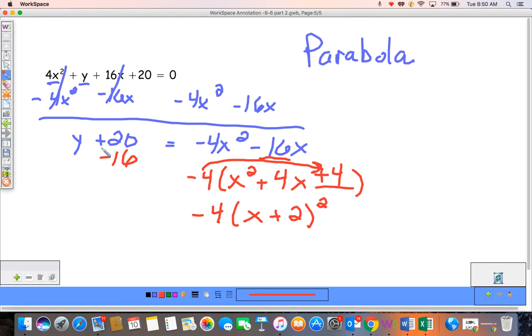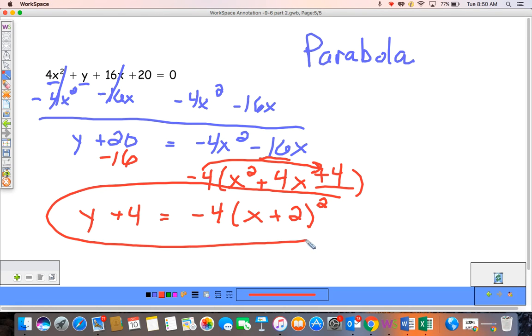And I have to take that minus 16 to the other side. So over here, I get y plus 20 minus 16. That would be y plus 4. And then, guys, I'm done here. This is it. Only had to complete the square for one of them. So there's your parabola, and there is your standard form.